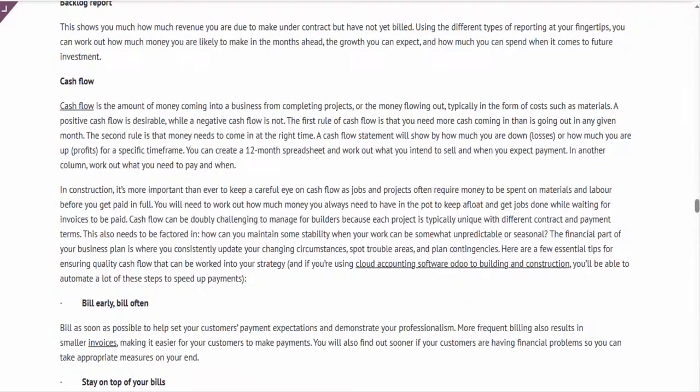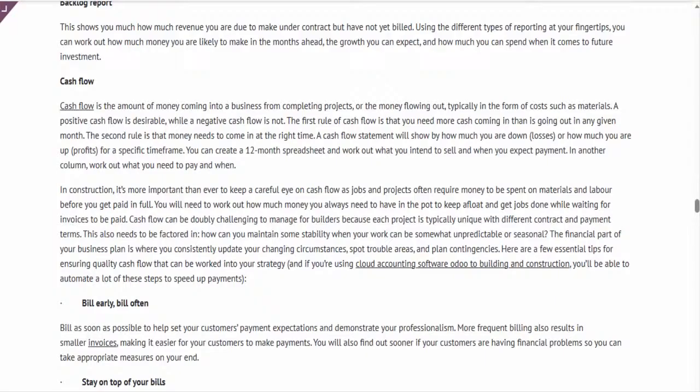This shows you how much revenue you are due to make under contract but have not yet billed. Using the different types of reporting at your fingertips, you can work out how much money you are likely to make in the months ahead, the growth you can expect, and how much you can spend when it comes to future investment.